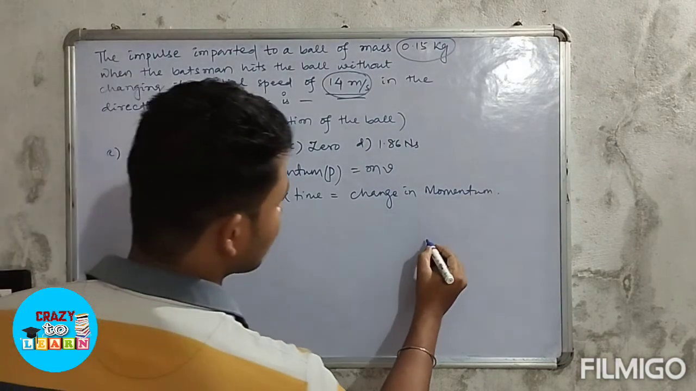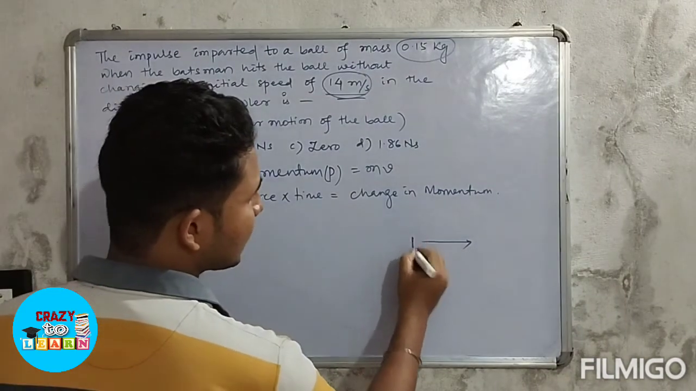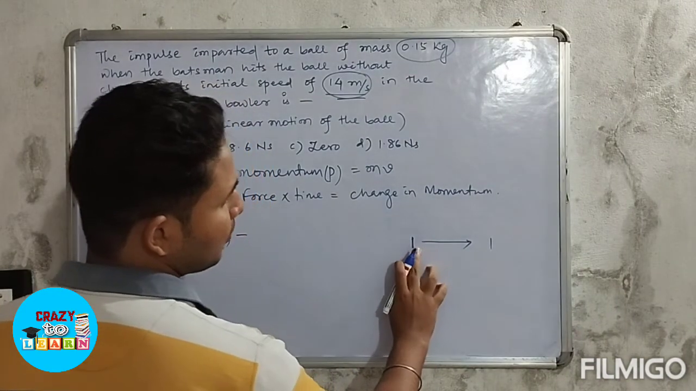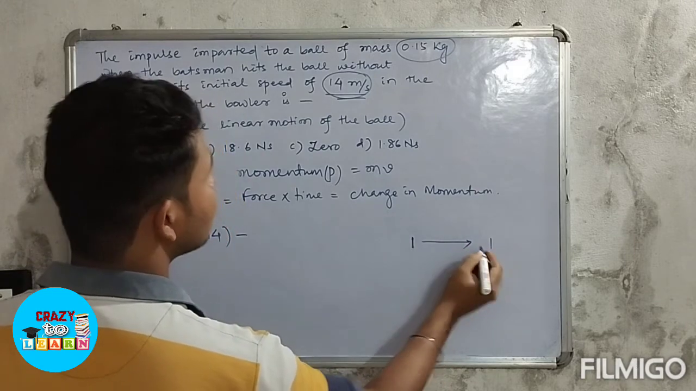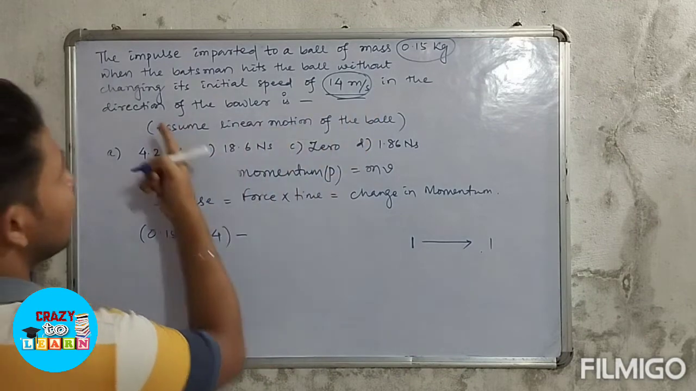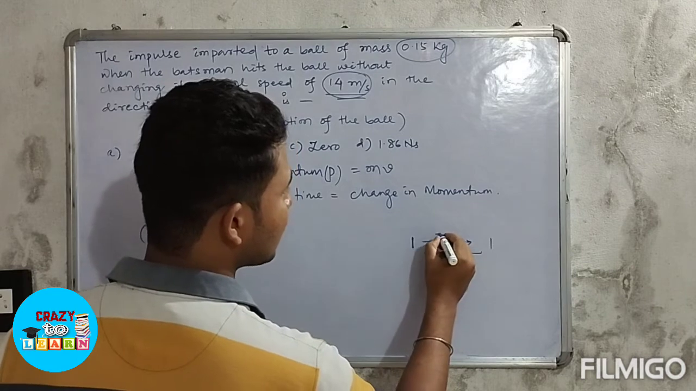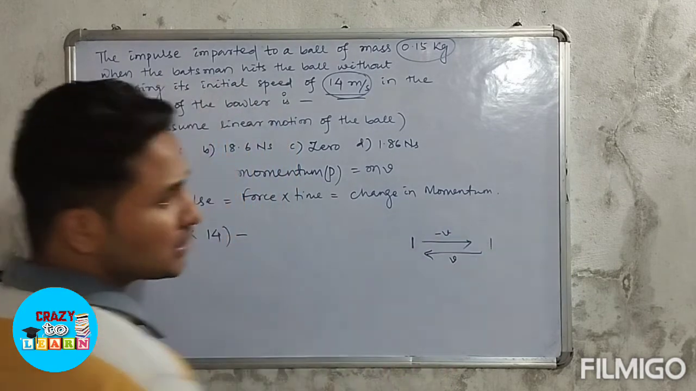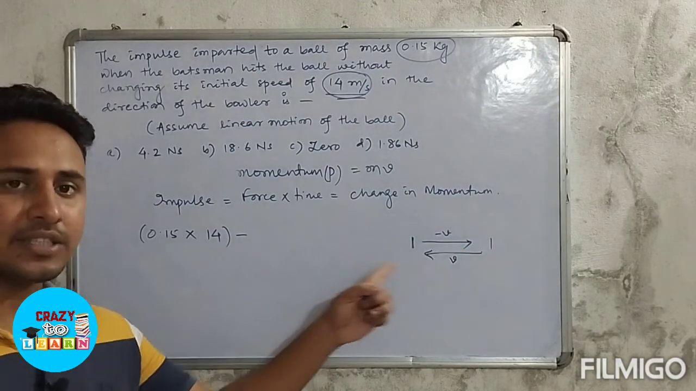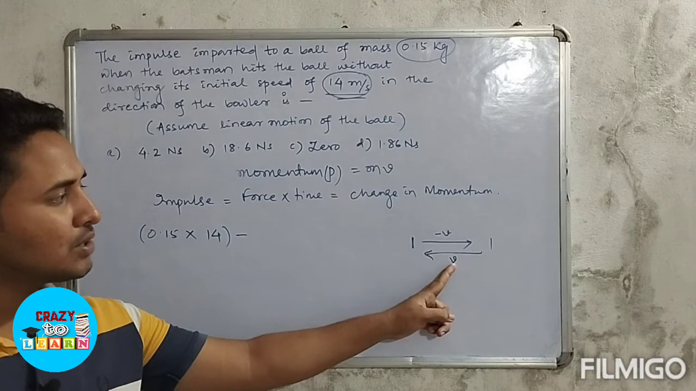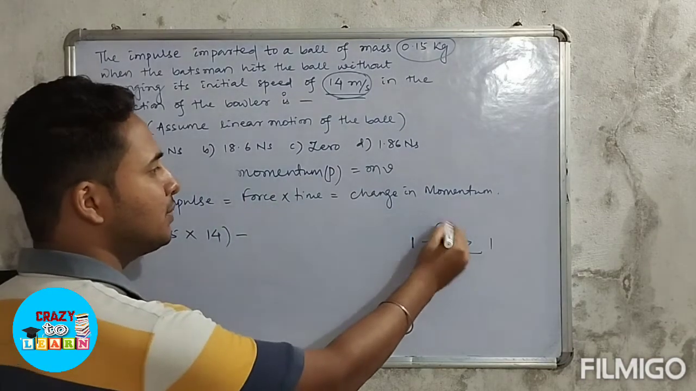So when bowler throws the ball in this direction, if you think bowler is here and batsman is here, when bowler throws the ball in this direction, then batsman hits the ball, this is given to you in the direction of the bowler. If you take this velocity as v, this velocity is minus v, because it is in the opposite direction. Yes or no? Batsman hits the ball towards the bowler in the direction of the bowler. If you take this velocity as v, the throwing of ball from bowler to batsman is minus v.